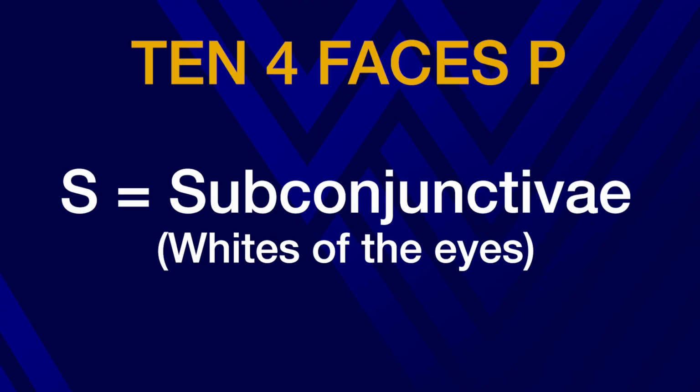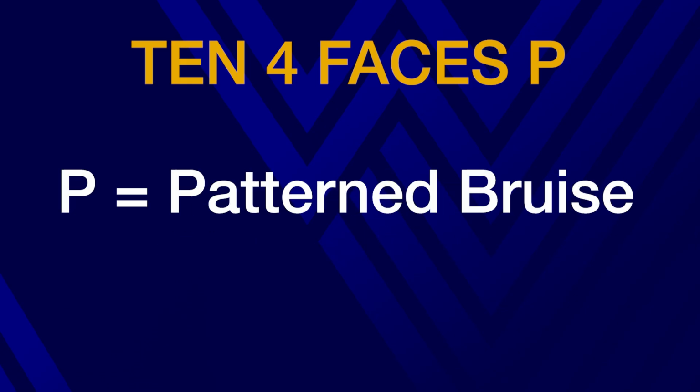And the S stands for subconjunctival hemorrhage, so that white part of the eye having a little burst blood vessel in it. And then the P stands for a patterned bruise.